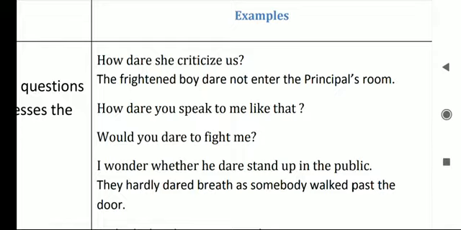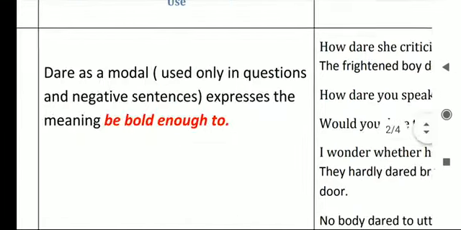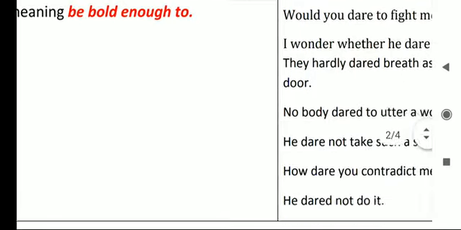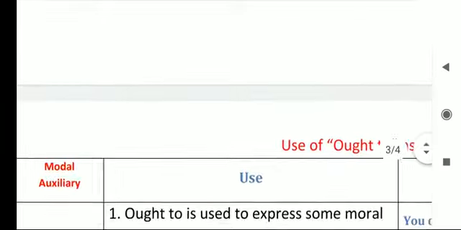They hardly dared breathe as somebody walked past the door. So dare as a modal is used only in questions and negative sentences. It expresses the meaning be bold and do. Right? So this was dare.